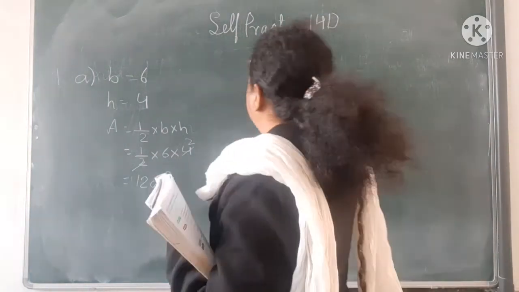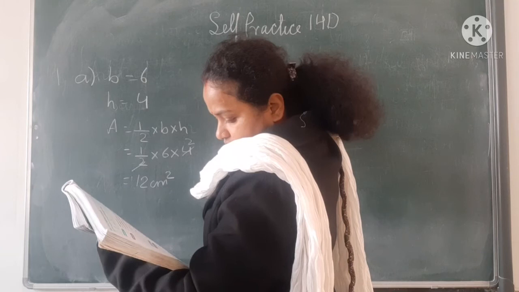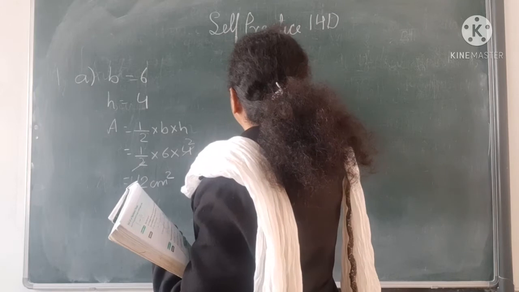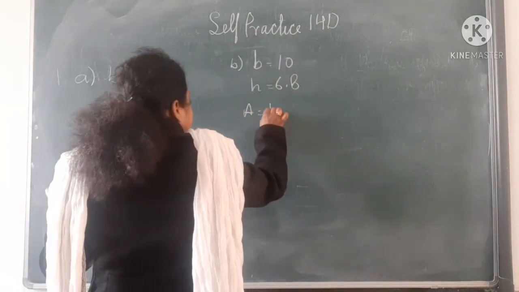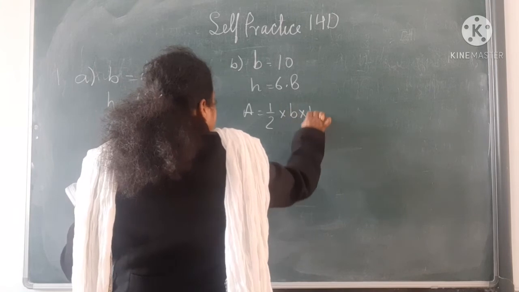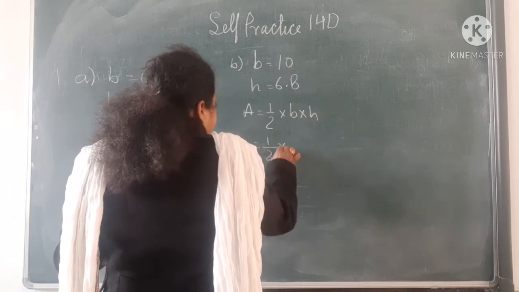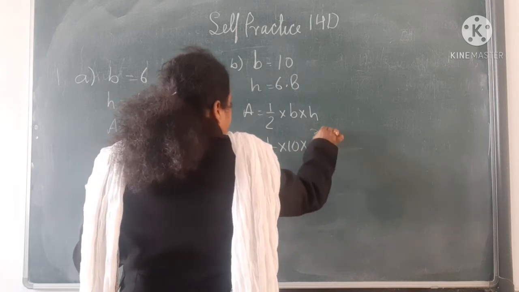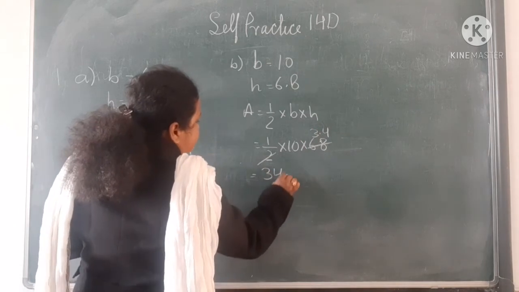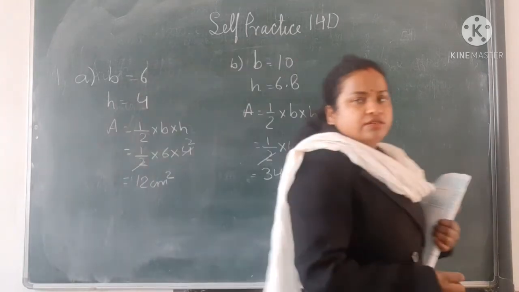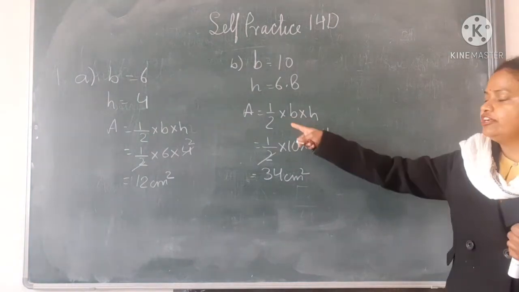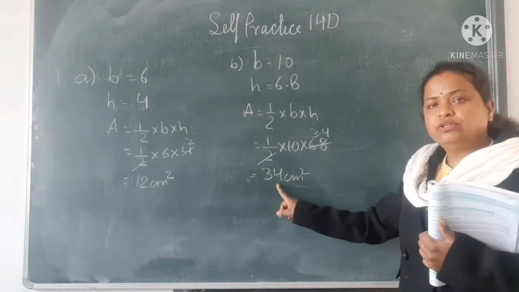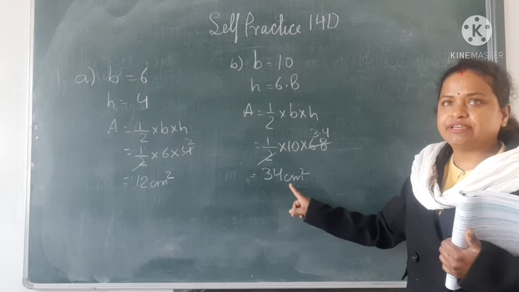Same way, see the B part. Base is given as 10 and height is given as 6.8. What will be the area? Half into base into height, that is half into 10 into 6.8, which is equal to 34 centimeter square. This will be the area of this figure.